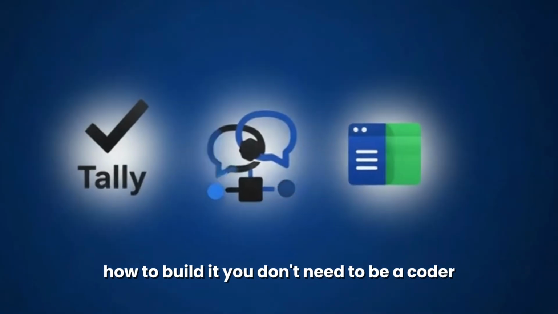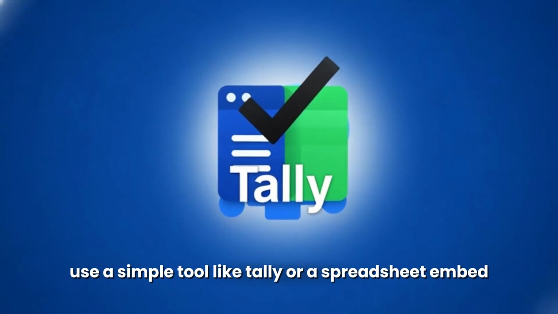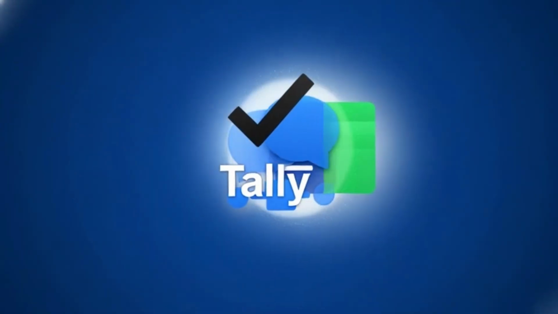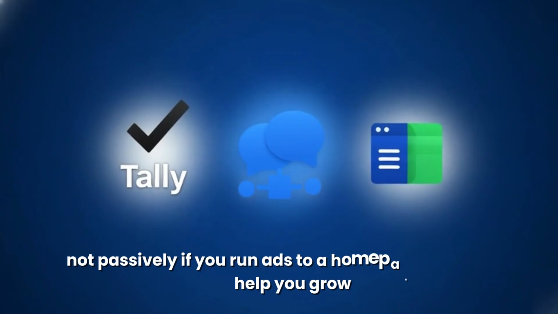How to build it? You don't need to be a coder. Use a simple tool like Tally or a spreadsheet embed. Create a page titled "Calculate Your Problem Cost." This is a high utility asset. It engages the user actively, not passively.